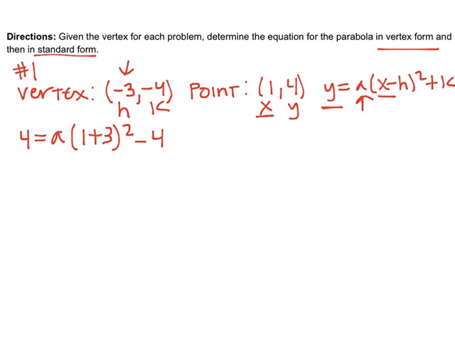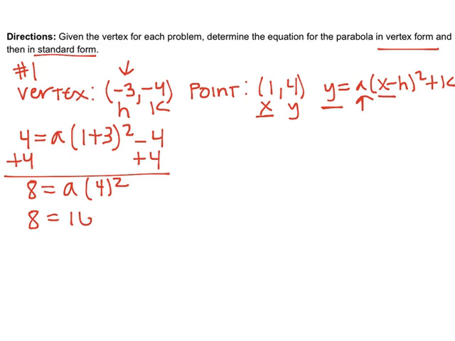So what I'm going to try to do first is solve for a so I can get the whole vertex form equation. 4 plus 4 is 8 equals a, and then 1 plus 3 is 4. I'm now going to square that value, and once I square it, you end up getting 16. Usually we put our numbers in front of the coefficient, so I'm going to do that so it looks more normal.